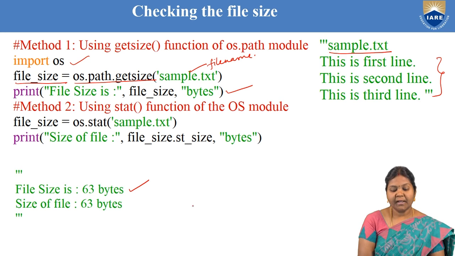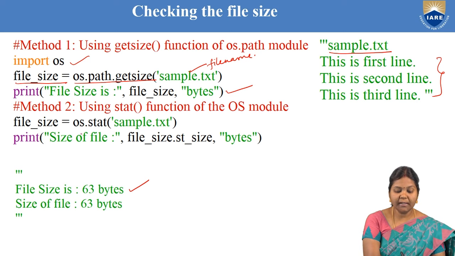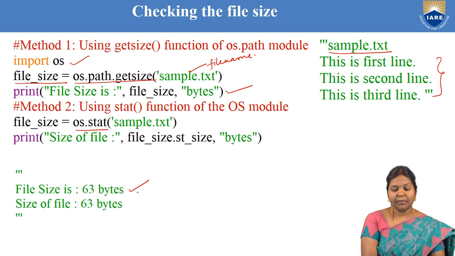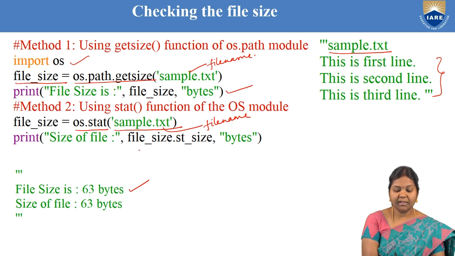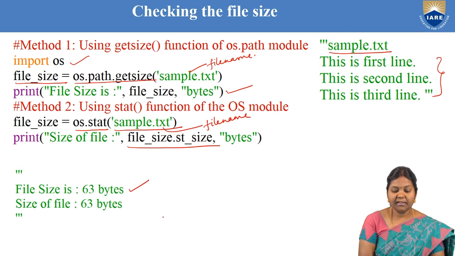You have got it. There is another way: you can use the stat function of the os module. So let us see how to use it. path.getsize is one way of getting the file size. The second way is using the stat method. You have to write os.stat followed by the name of the file. This stat function will also give you the size of the file. So we are displaying here that the size of the file is st_size. This will give you the file size as 63 bytes. So these are the 2 ways for checking the size of the file.